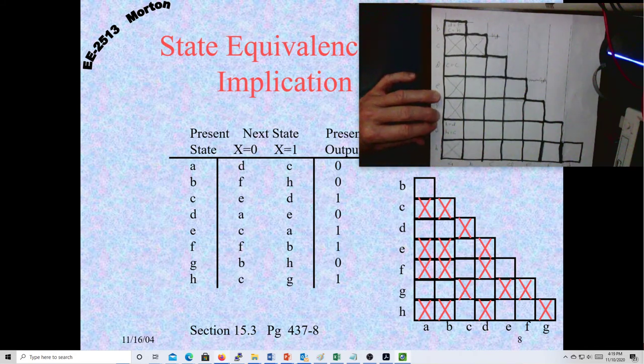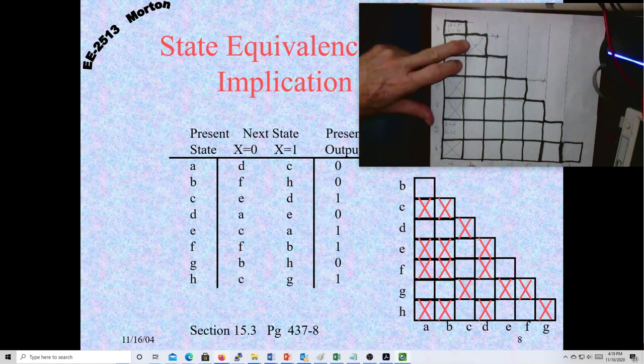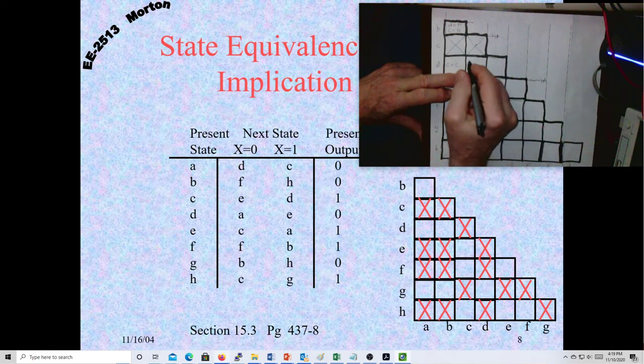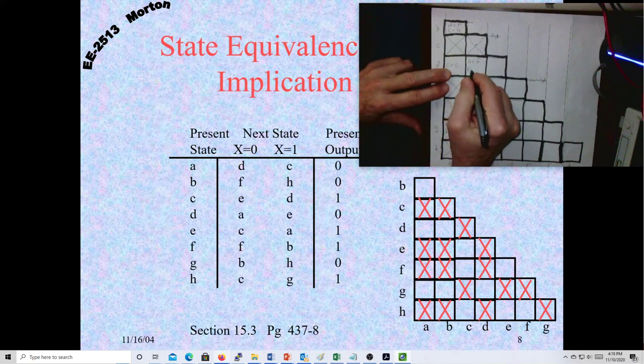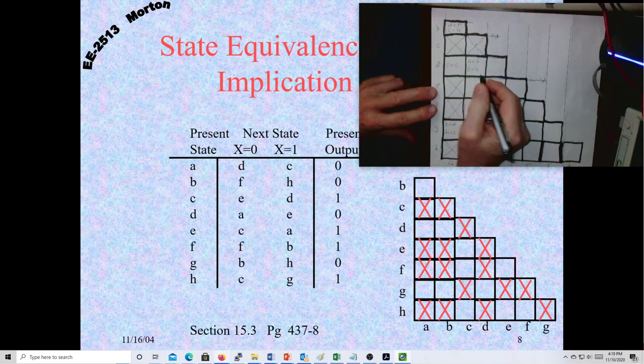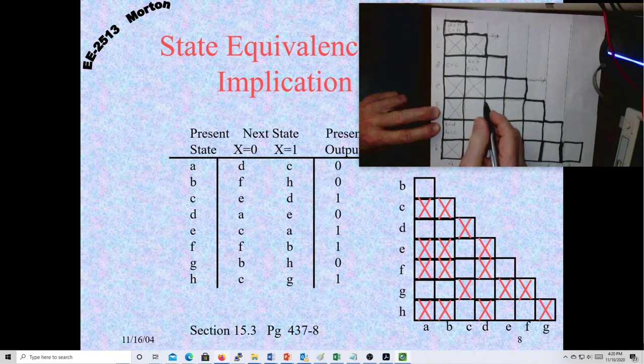All right. Then what about B and C? We already said they have different outputs. B and D? B and D are possible. So if B is equal to D, A equals F, and E equals H. What about B and E? B and E have different outputs, so that's not going to work. B and F, different outputs.